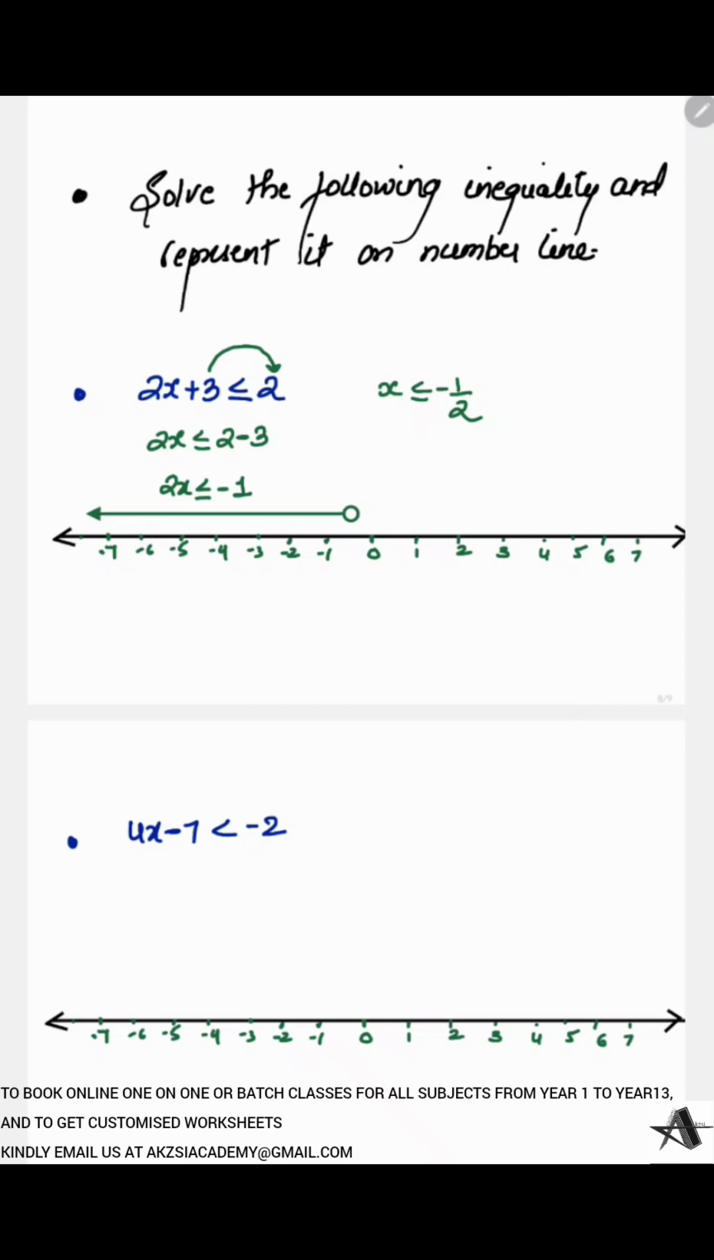But one more thing, because it is including negative half as well, you just need to fill the circle up and you will get the answer. This is the required inequality. It's representing negative half here.